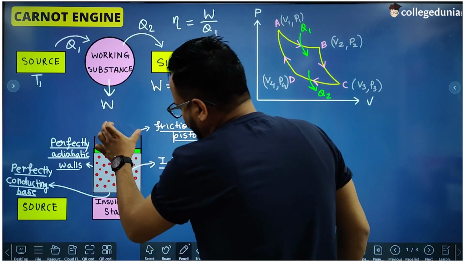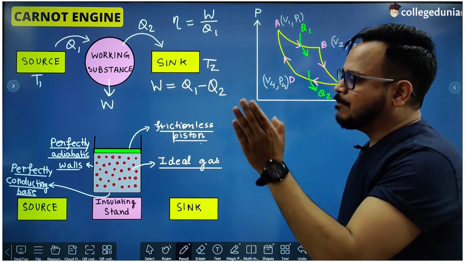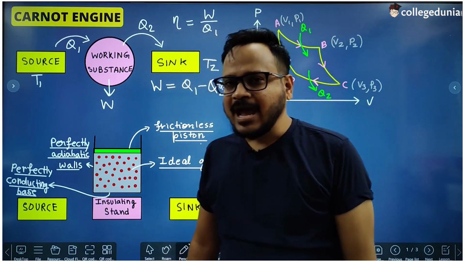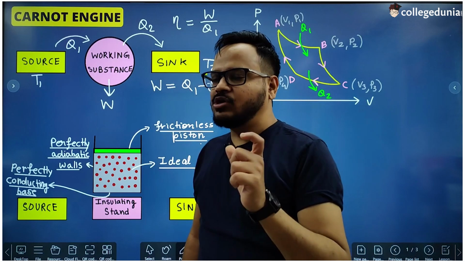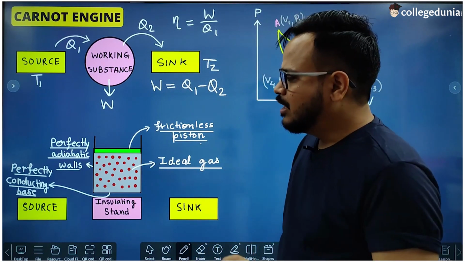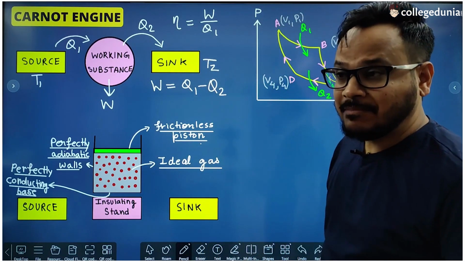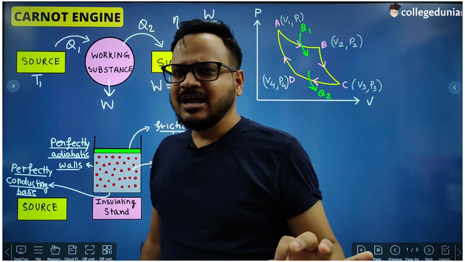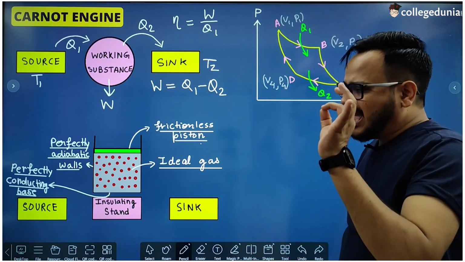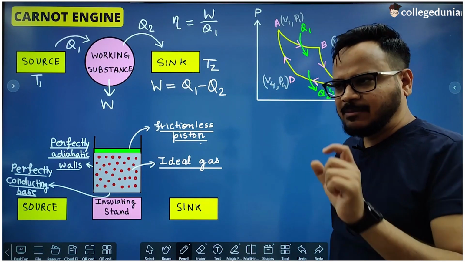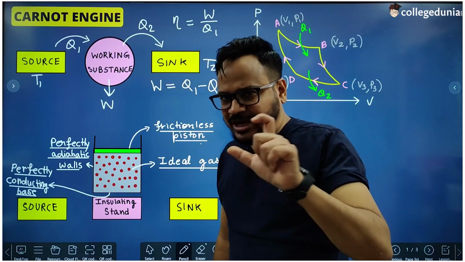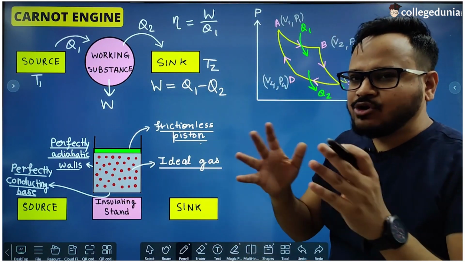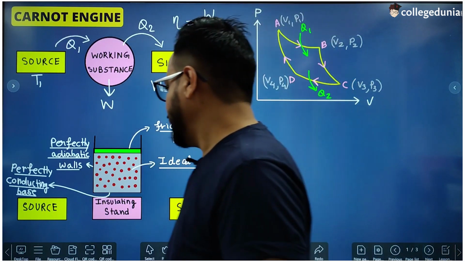It says that the walls of this cylinder should be made up of a perfectly adiabatic material. What are adiabatic walls? Adiabatic walls are something which do not allow any heat to pass through them. Any heat, not a fraction of heat, right? So there is no material which does not allow any heat to pass through it. Some heat will be passed through that particular material. So to make perfectly adiabatic walls, we cannot find any material practically.